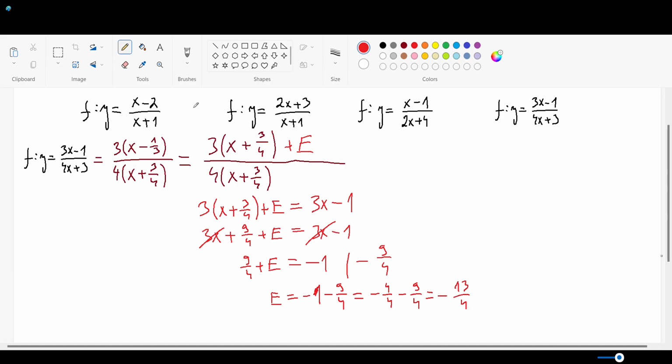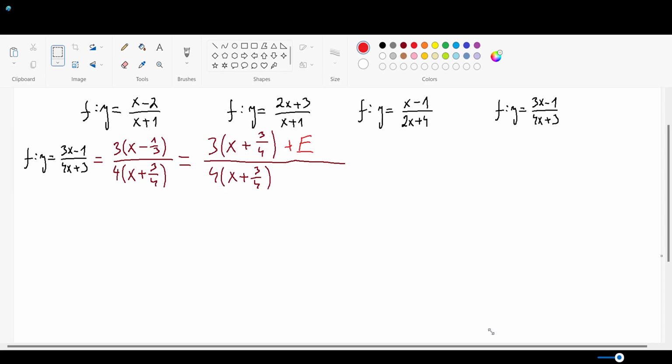Okay, so let me put it there, and let's do some more simplifications here. And please remember, really the number is -13 over 4. Let's do the check. 3 times x plus 3 over 4 take away 13 over 4. Is it the same? Is it equal to 3x take away 1? Let's check this out.